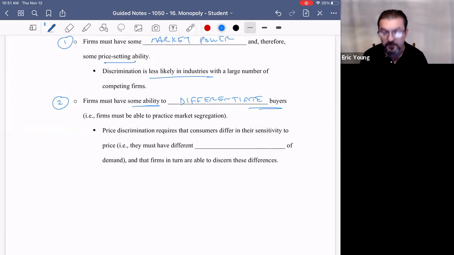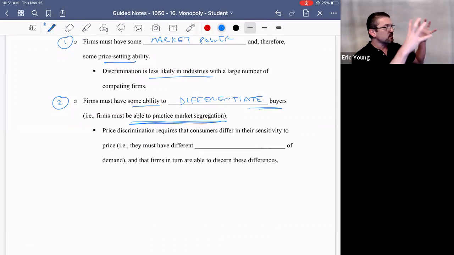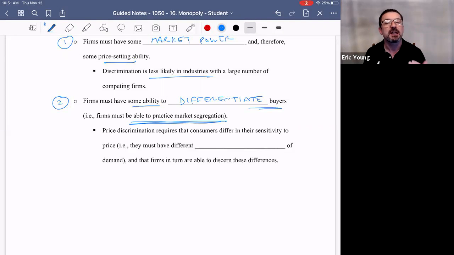In other words, for all of you marketing majors, the firm has to be able to practice what is known as market segmentation, taking this big group of customers and slicing and dicing them into different segments with different buying characteristics, different demand characteristics, and different elasticities.